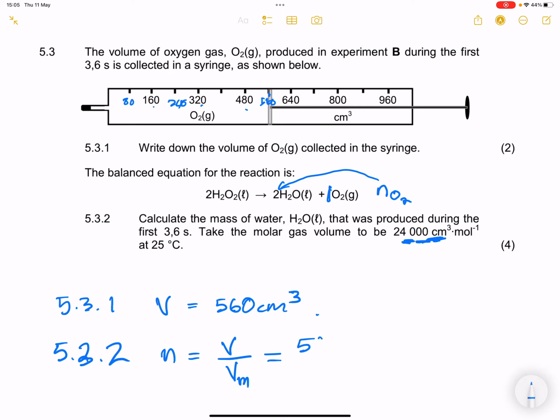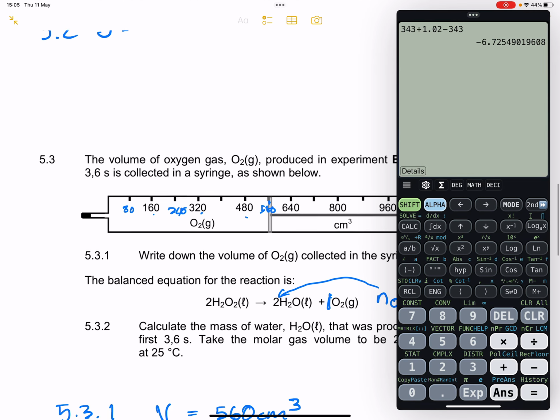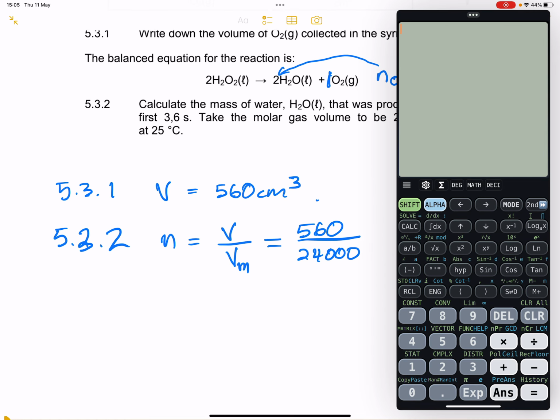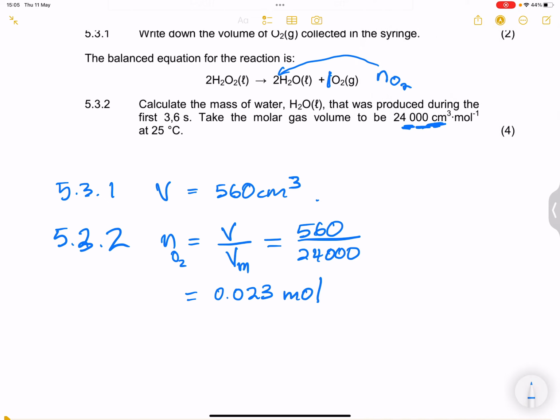So I've got 560 divided by 24,000. Okay, so I'm going to take my calculator there. That's 560 divided by 24,000, and this gives me the number of moles of oxygen. So this would give me 0.0, let's say 23, and of course that's recurring. So that is the number of moles of oxygen that is produced.